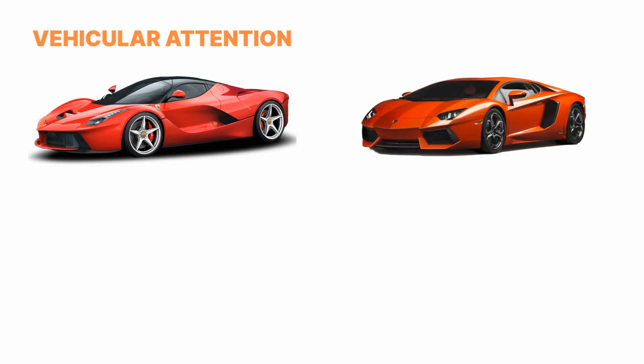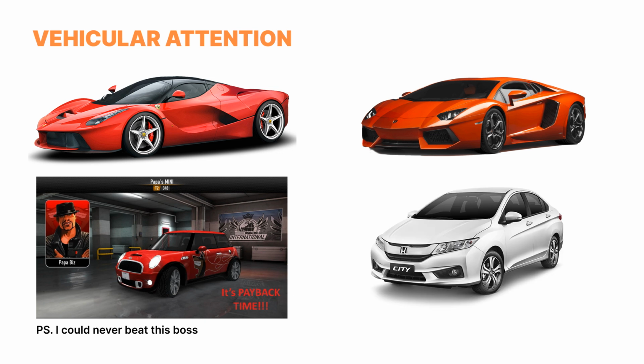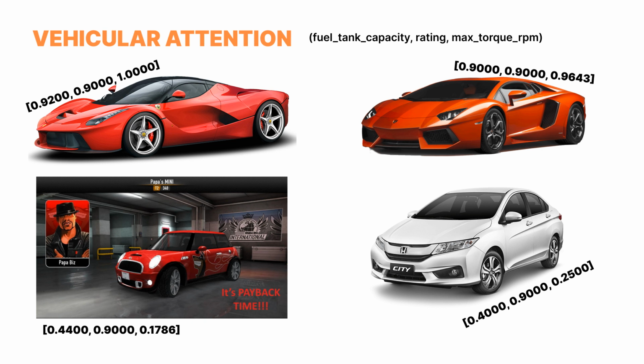Let's take some cars, to be precise. Let's take a Ferrari, Lamborghini, Cooper, and a Honda. Now we will represent these cars as vectors, and these vectors will contain values of different features. The features we will take are fuel tank capacity, rating, and max torque RPM. As a Ferrari has the highest RPM here, it has 1.0 as its third value, and all the other RPMs are relative to it. As for the fuel capacity, I just divided the actual capacity by 100, and the rating was out of 10.